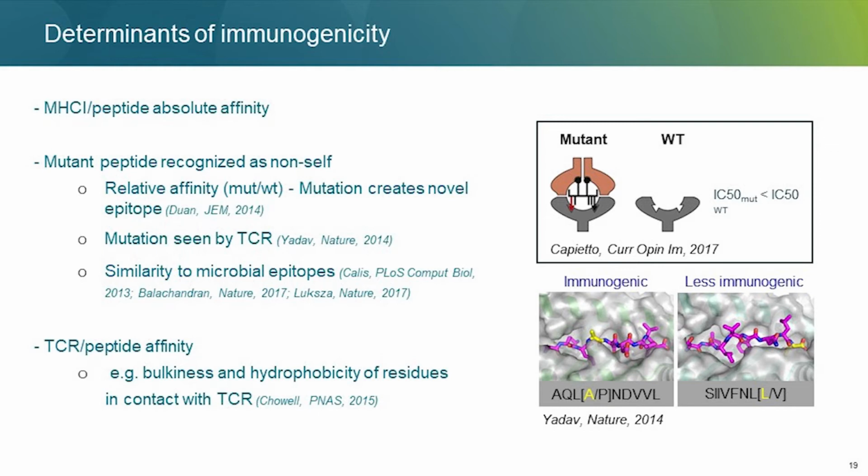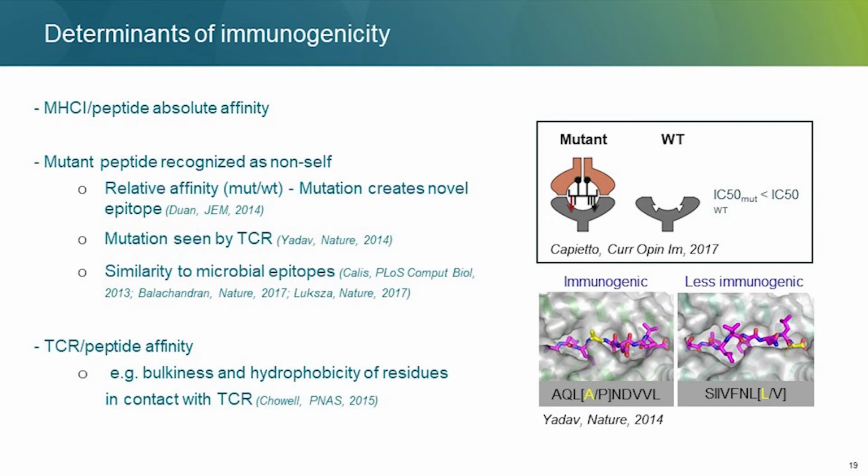So we are also looking at the determinants of immunogenicity. We know that the absolute affinity of the peptide for MHC class 1 is important. But not only does the peptide have to bind MHC class 1, it has to be recognized as non-self. And so, as I mentioned before, relative affinity is important. If the wild-type peptide is not predicted to bind, for example, then only the mutant peptide is presented. And that suggests that the whole sequence has never been seen by the immune system and is more likely to be immunogenic.